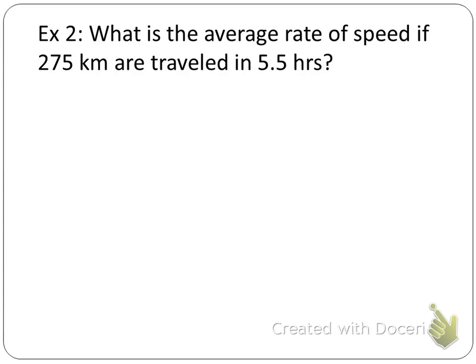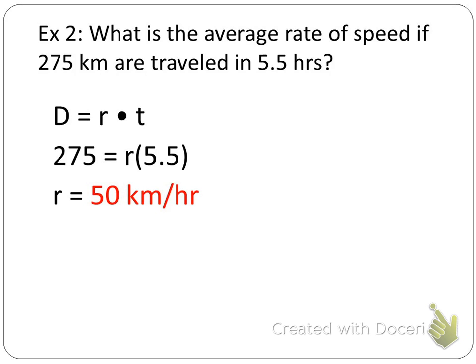Next, example 2. What is the average rate of speed if 275 kilometers are traveled in 5.5 hours? Same starting point. Distance equals rate times time. What do I know now? Distance and time. I know the distance and I know the time. So take the D out, put the 275 in. Take the T out, put the 5.5 in. I am solving for rate. So the way you would solve this is you divide both sides by 5.5. So we get 50 kilometers per hour. Rate is always the units that you're traveling and how long it takes. Kilometers per hour. Questions?